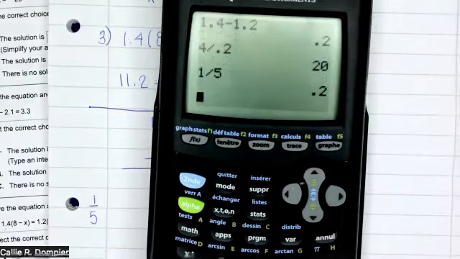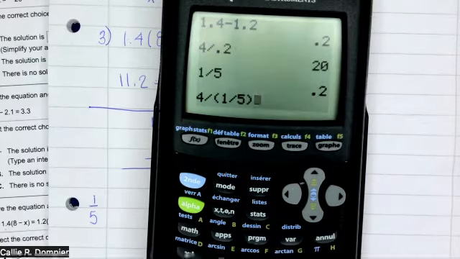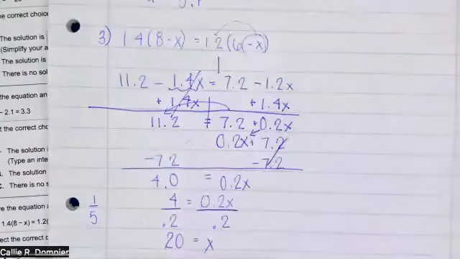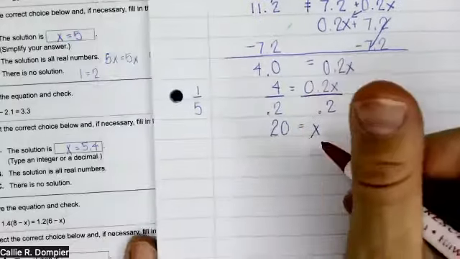This doesn't matter. This is definitely not on the exam. 0.2 is 1/5. So 4 divided by 1/5 is the same as 4 times 5 over 1, or 4 times 5. So x is 20 for number 3.